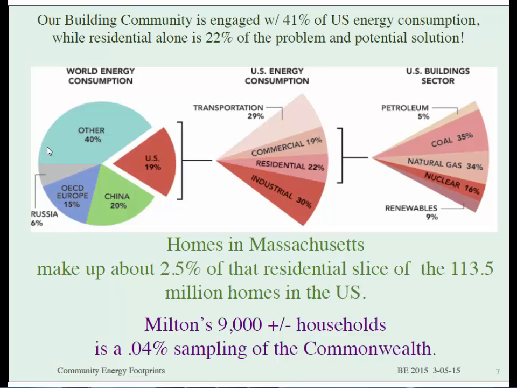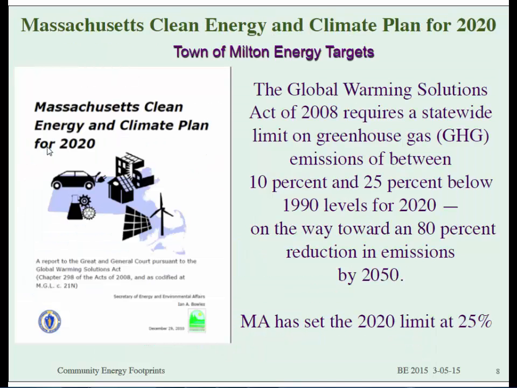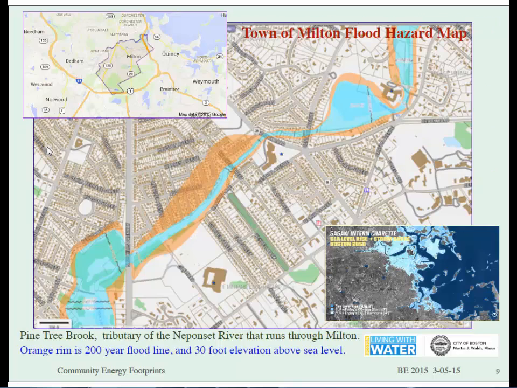Massachusetts has retained that position, I believe, for the last couple of years as being the most energy efficient state in the country. And a lot of this was set up back around 2007, 8, 9 with some legislation, a bunch of different acts that set up the Green Communities Program, and what we have is the Clean Energy and Climate Plan for 2020. And that required a statewide limit on greenhouse gas emissions of between 10 and 25% below the 1990 levels for 2020, and on the way towards 80% reduction of emissions by 2050. So that 2020 goal has been set for about 25% reduction. And we'll be talking about how we're approaching that.